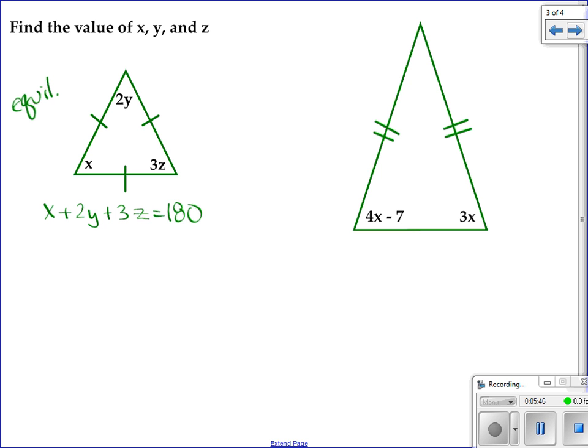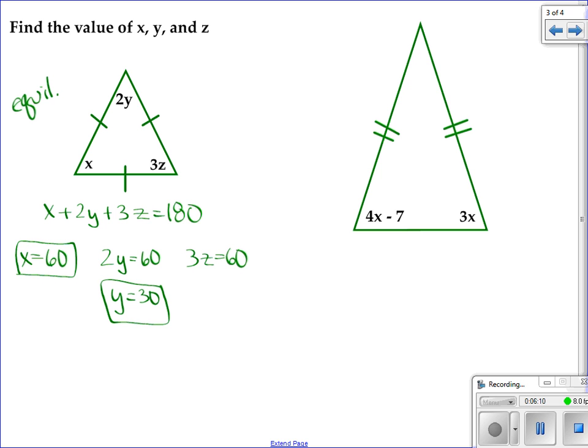So what are each of the angles again? That's what we should do, set up 3 separate equations, because we know every single angle is 60 degrees on an equilateral triangle. This one's solved already. This one we divide by 2. And this one we divide by 3. A lot of kids forget that 60-degree rule on equilateral triangles.